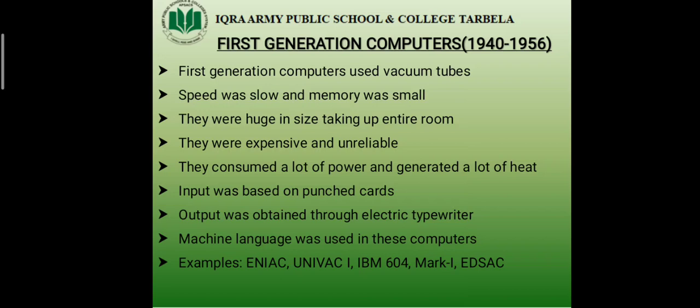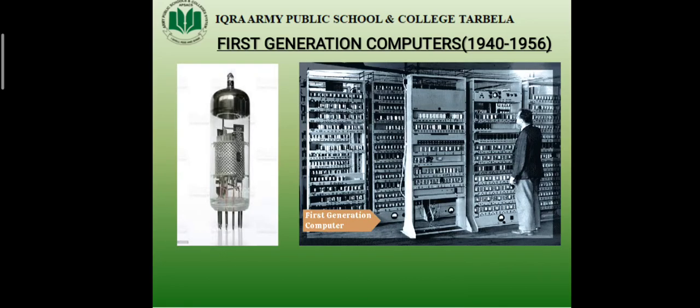They consumed a lot of power and generated a lot of heat, and input was based on the punch cards and output was obtained through electric typewriter in the printed form. And the language that was used in the first generation computer was machine language. Examples of first generation computers are ENIAC, UNIVAC 1, IBM 604, Mark 1 and EDSAC. You can see on the screen the picture of the first generation computer along with the vacuum tube. The vacuum tube is on the left side while the picture of the first generation computer is on the right side.